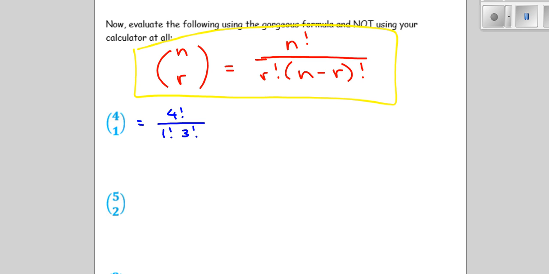Which you can write out the long way. 4 times 3 times 2 times 1 over 1. I'll leave them in different colours, so you can sort of see the factorials. 1 factorial times 3 factorial.